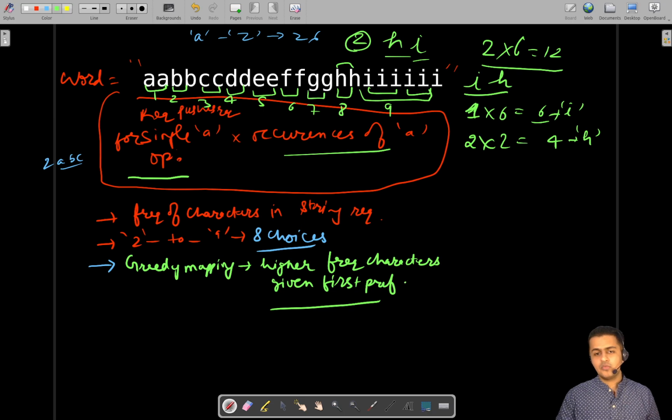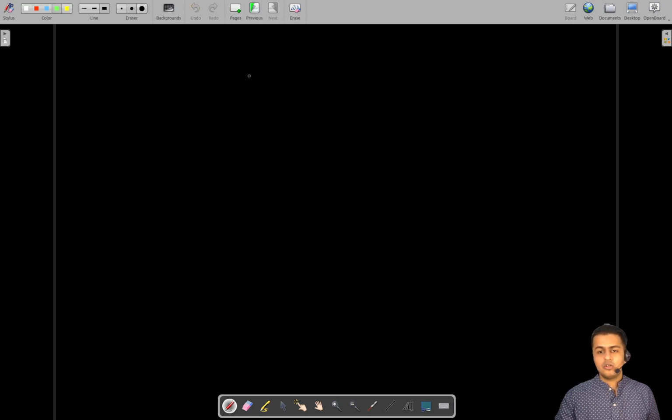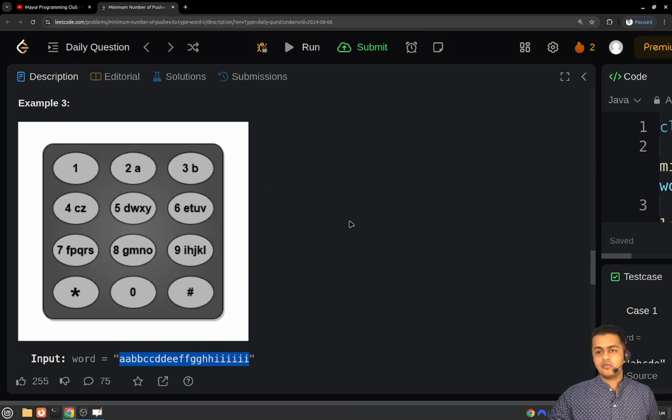Then once you are clear with all these observations, it's really a matter of implementing, how well you implement this strategy. Let's try to have a look at the implementation, how we have done it here. So let's take the code to the board and discuss how things will be implemented.